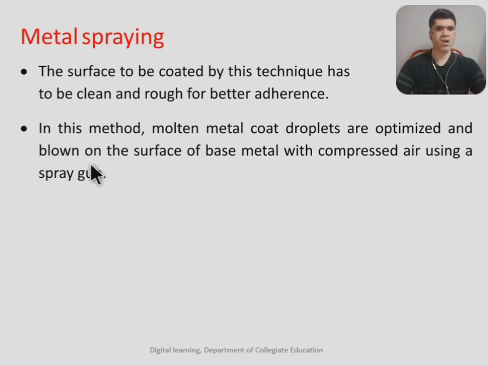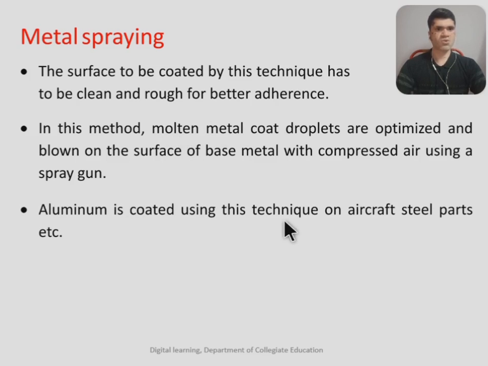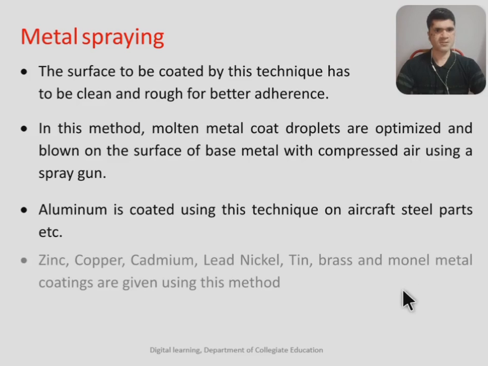So here, using a spray gun, we spray the molten metal to form a coat on the base metal. So aluminum is coated by using this technique on aircraft steel parts etc. Zinc, copper, cadmium, lead, nickel, tin, brass and monel metal coatings are given using this method.